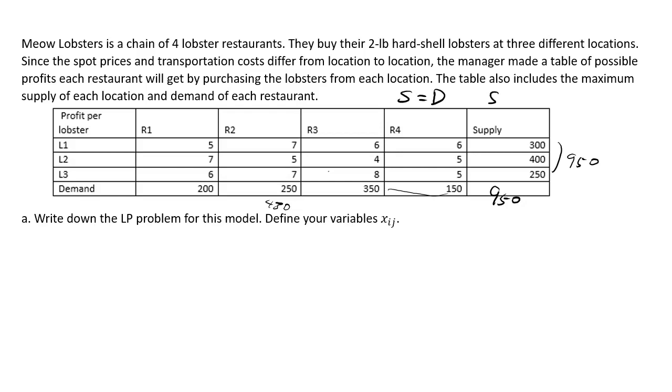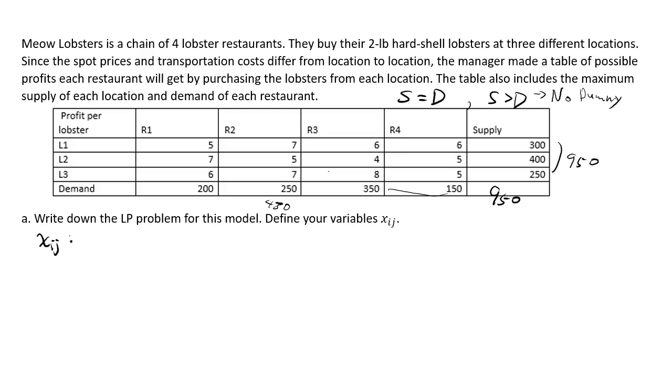If the supply is bigger than demand, still you don't have to do any dummy variables. But if the demand is more than supply, then we have an example where you have to put dummy variables, dummy origin actually. Okay, so first let's say xij.